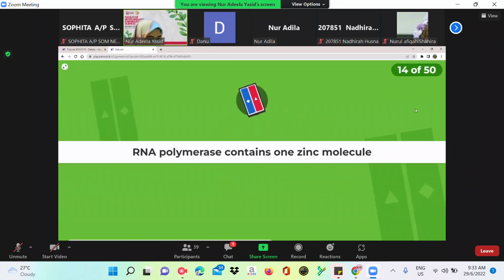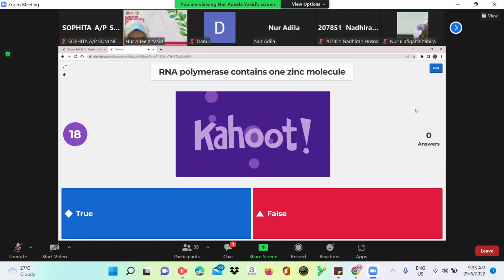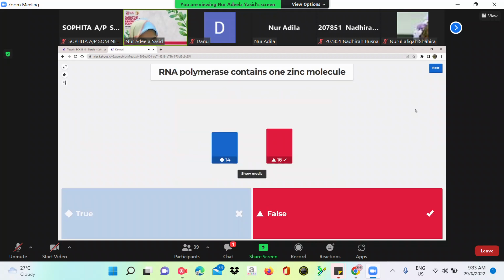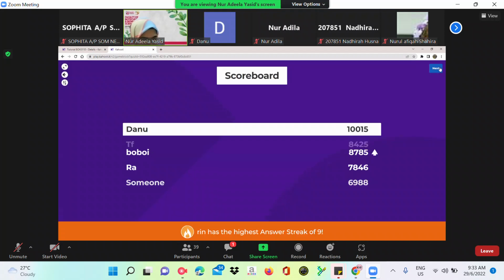Okay, true or false? How many zinc molecules are contained in RNA polymerase? I think two. Two, correct. So RNA polymerase has two zinc ions.